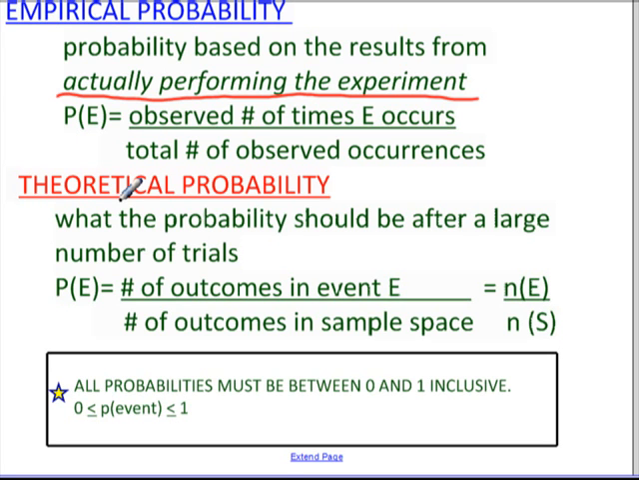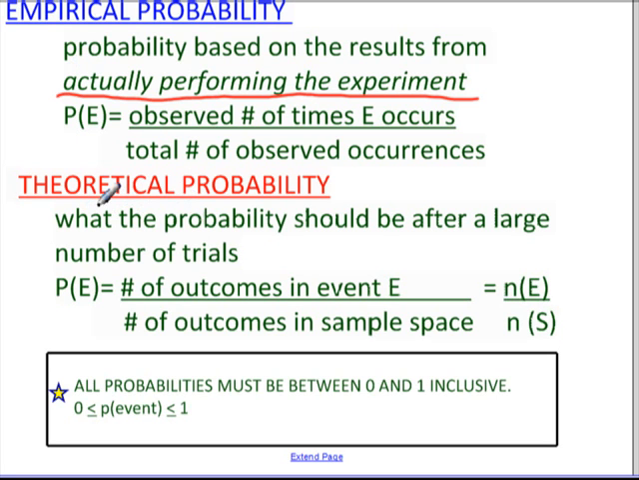You could get all 10 heads, you could get all 10 tails, or any other combination. So the empirical probability would be where you actually conduct an experiment and then use the experimental data, the data that you collect, to make predictions.